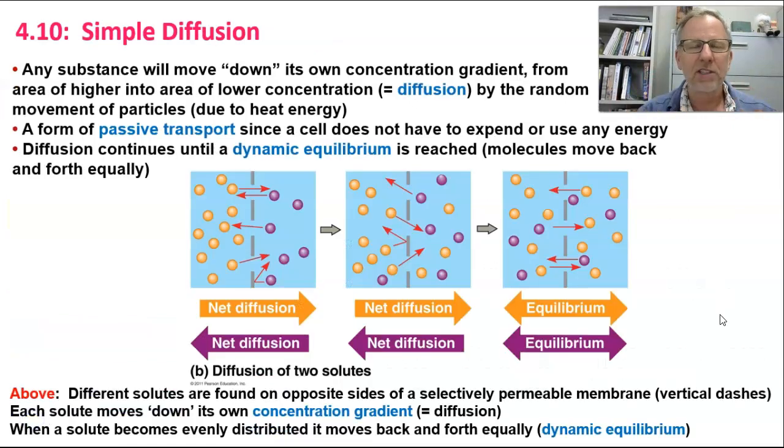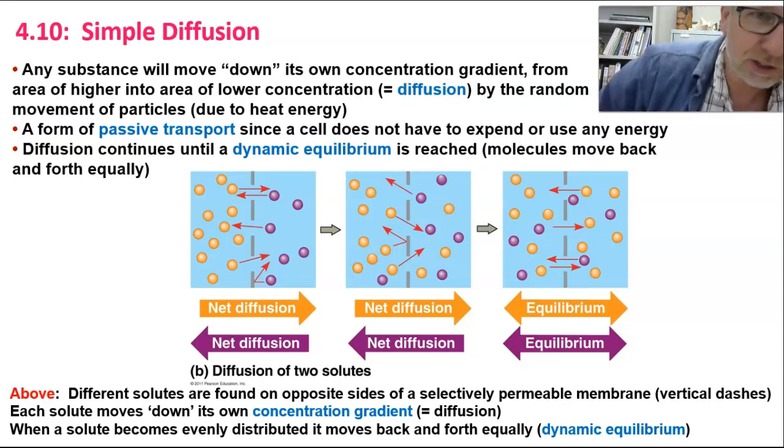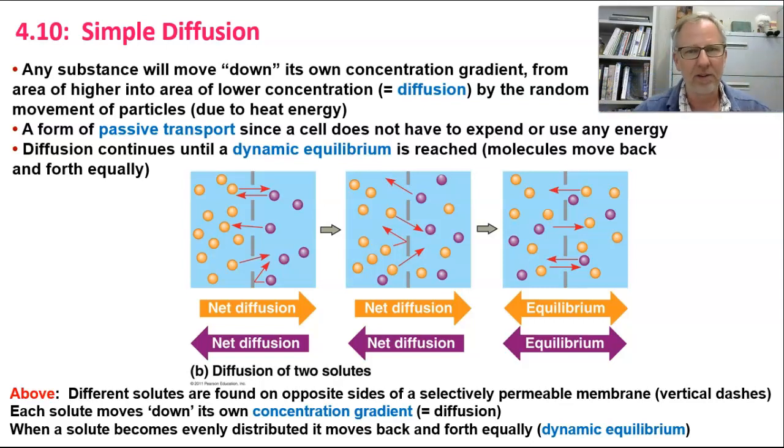So now let's get to this topic of diffusion, how substances cross membranes. That's what the rest of this chapter is mostly on now, how substances cross cell membranes. And the first topic is simple diffusion. It's called simple diffusion, and the idea is pretty simple.